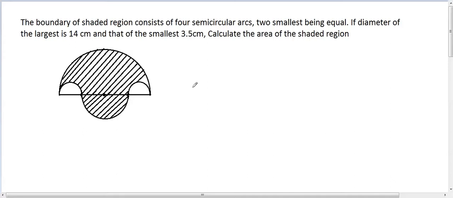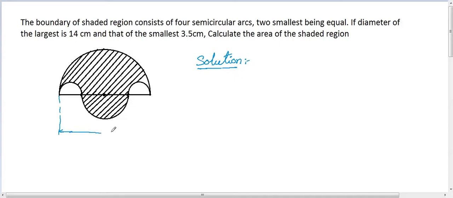Let's solve the question which I have written on the whiteboard. See here, we have one big semicircle and one small semicircle just below that, and two cut off semicircles in the big semicircle.